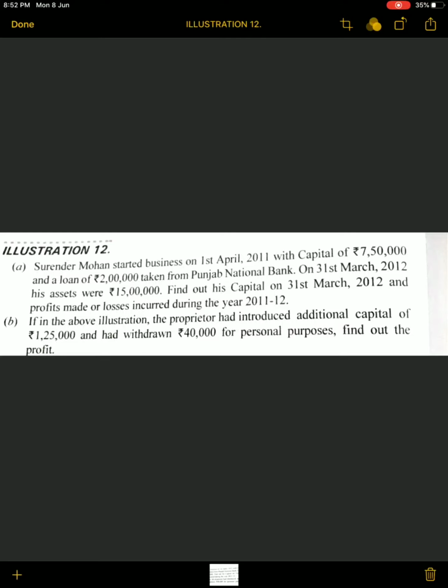And the next question is question number 12. Surendra Mohan started business on 1st April. Opening capital is 7,50,000 and loan 2 lakh taken from the PNB. It is a liability, loan. And on 31st March 2012, closing assets are given as 15 lakh. We have to find out the capital on 31st March, closing capital, and profit.